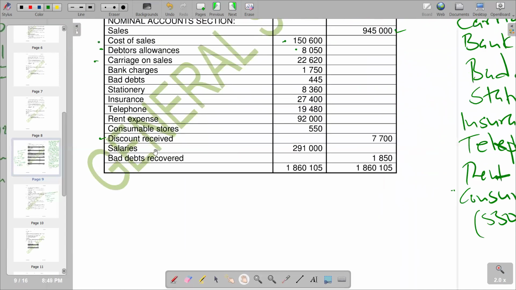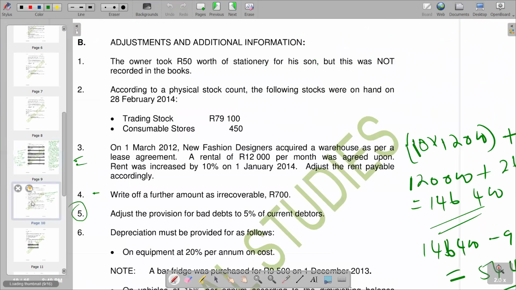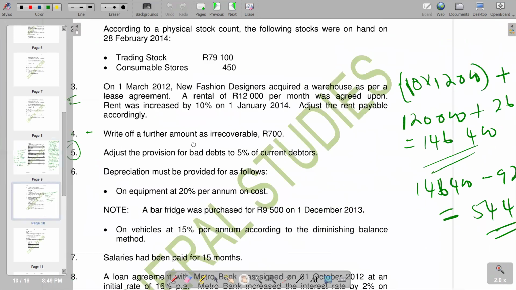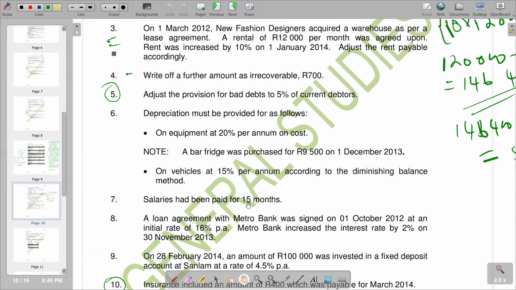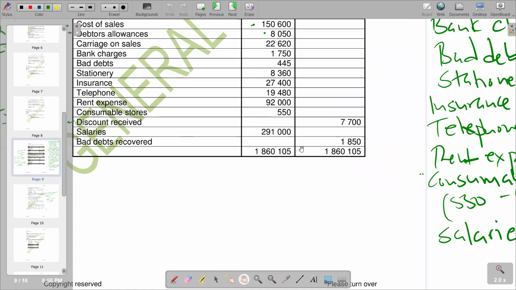But after consumable stores, take again what we have. We have discount received, it's an income. We've got salaries, 291,000. But before we put the salaries, we also need to go to the information to check anything that is affecting our salaries. We have got salaries have been paid for 15 months. So it means the salary that we have in the pre-adjustment trial balance is for 15 months, a salary figure of 291,000.